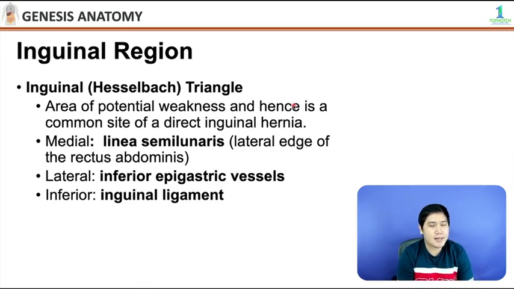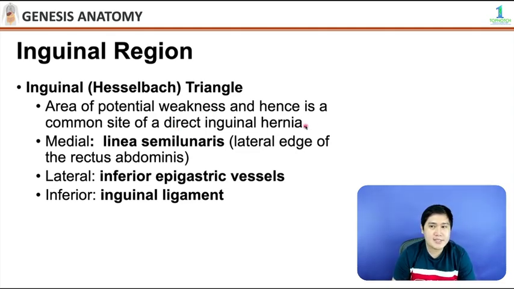Okay? Now, let's go to the inguinal region. So, the inguinal region, one triangle that we need to discuss is the inguinal triangle or Hasselbalch's triangle. It is an area of potential weakness, and it is the site of direct inguinal hernia.